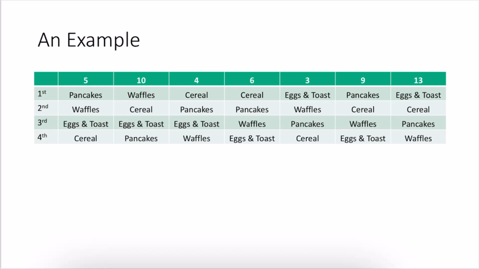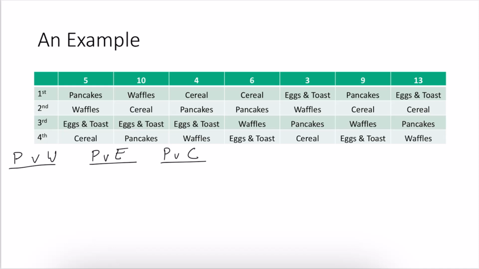I'm going to start off with pancakes and write out all of the pairs I could have with pancakes. I could have pancakes versus waffles. That would be one pair. I could have pancakes versus eggs and toast. And I could have pancakes versus cereal. Those 3 pairs are all of the pairs that involve pancakes.